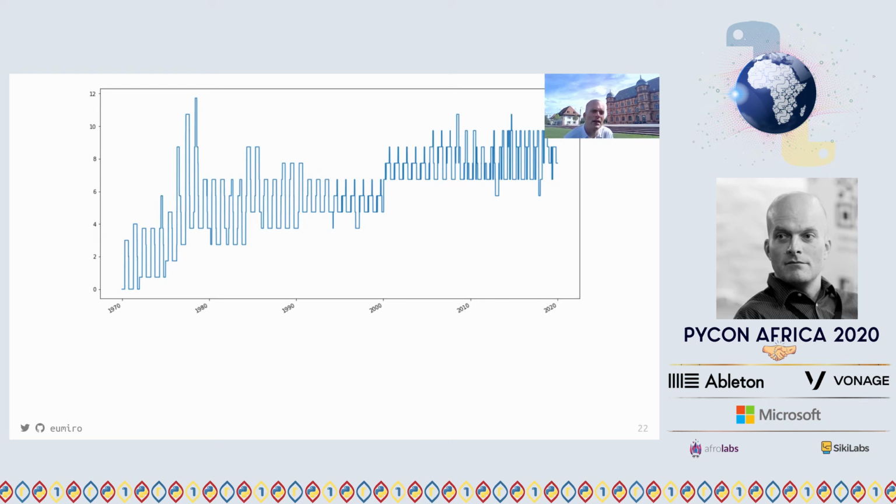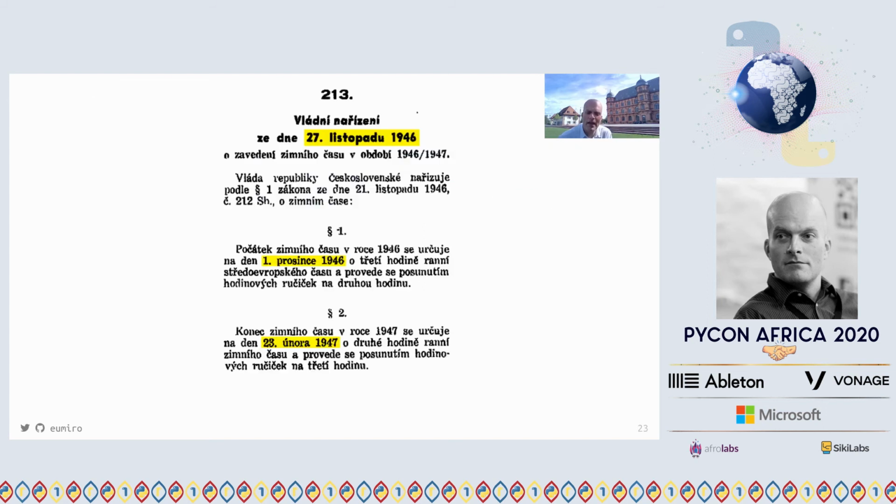Actually, winter time existed only once in history in one country, and that was Czechoslovakia in 1946-47. This is the decree of the government that was declared on the 27th of November 46, that from the 1st of December 46 until the 23rd of February 47, the time should move backwards by even more, 1 hour.